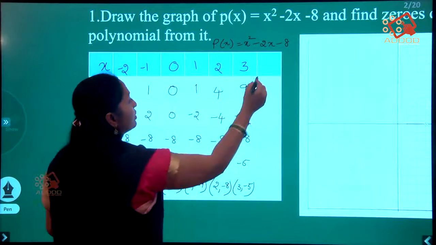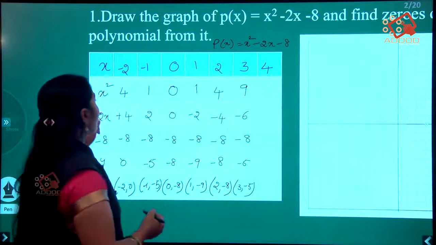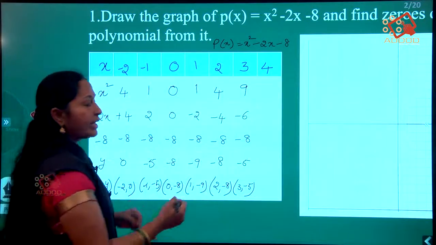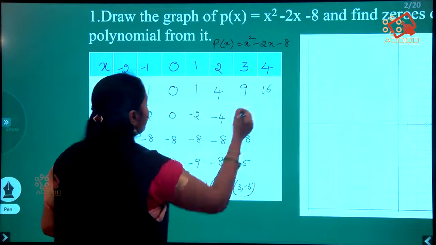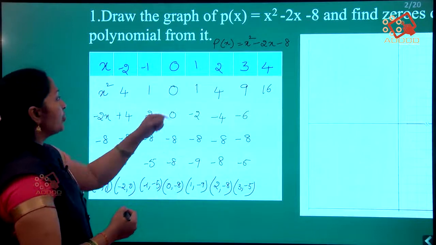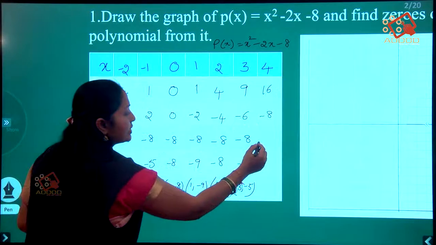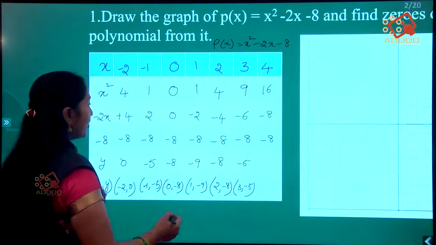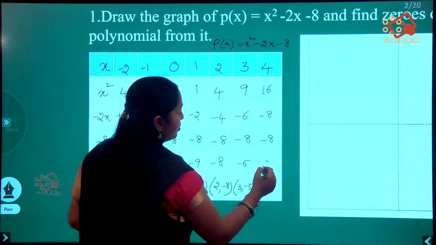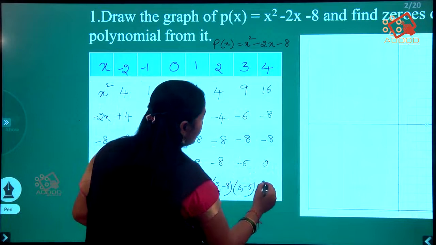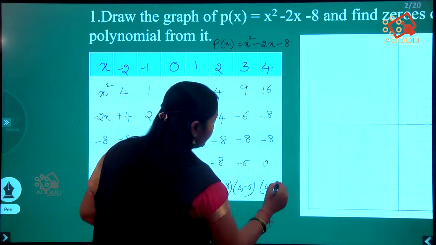Now, take 4. X square means 4 square is 16 and minus 2 into 4 is minus 8 and minus 8 is as it is. The y value, sum of these numbers, is 0. So, it is 4 comma 0.